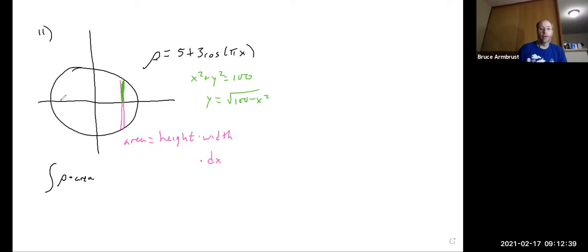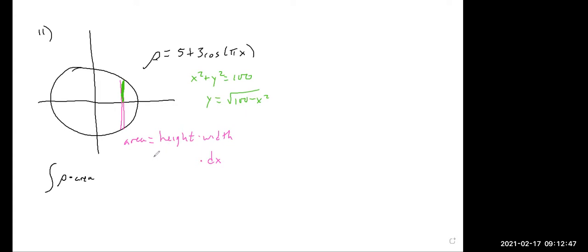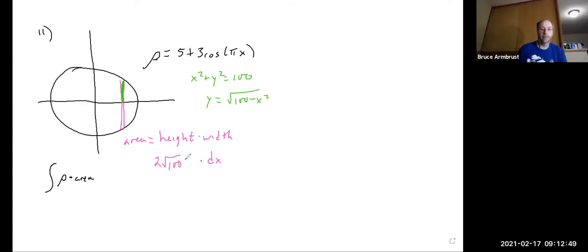Right? That's the y coordinate for that upper half. So if I want the height, what do I have to do with that? Multiply it by 2. Yeah, double it. So we'll have 2 square roots of 100 minus x squared.